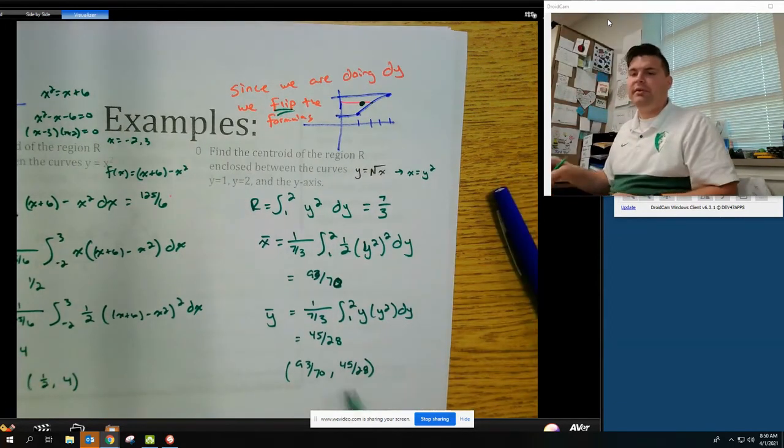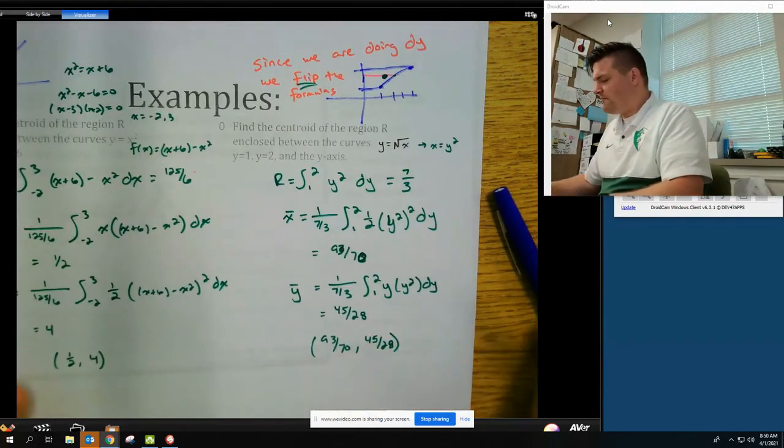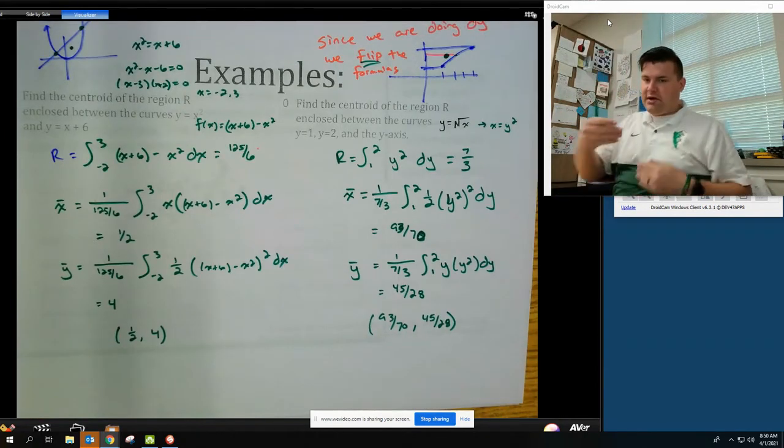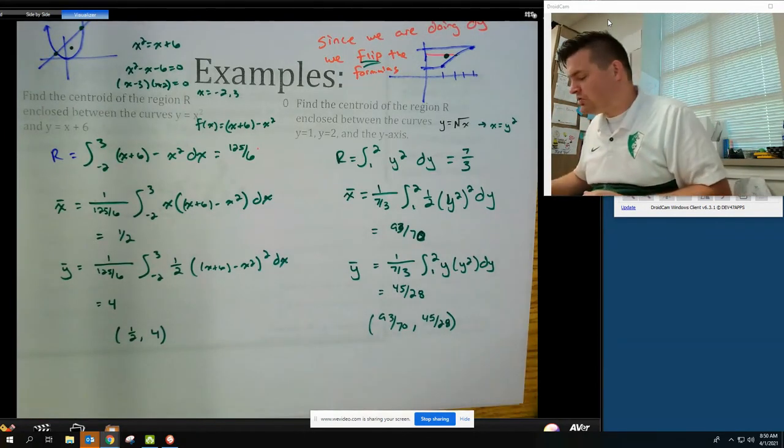So deal with it. All right, and that's going to wrap it up for centroids. Again, I'm not looking for you to do the actual calculus in there. I'm looking for you to set up the calculus, and then you can just go ahead and use your calculator to solve.